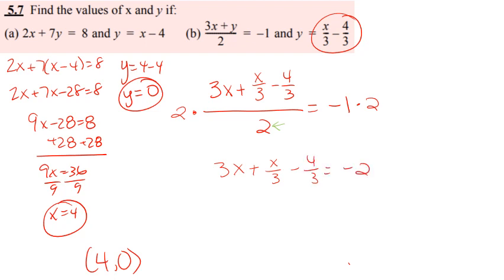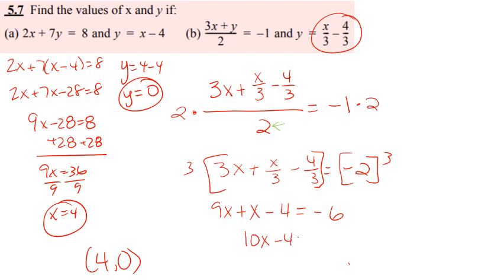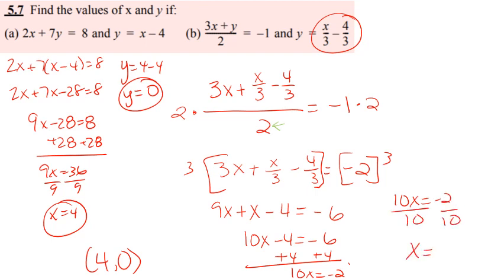Okay, so now it's kind of looking a little better. I'm going to use my LCM trick. Multiply by 3. So again, 9x plus x minus 4 equals negative 6. Combine my like terms. I feel like we're back to a little bit of normalcy now. Add 4 on both sides. 10x is equal to negative 2. Running out of room here, so I'm going to rewrite it here. Divide by 10. x is equal to negative 1/5.